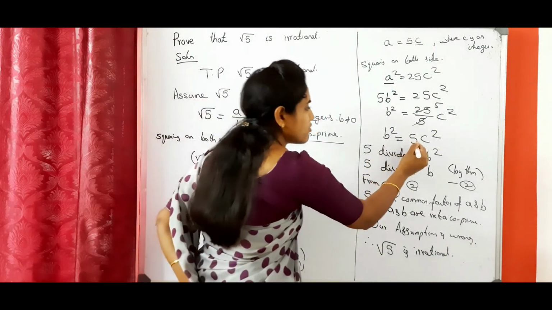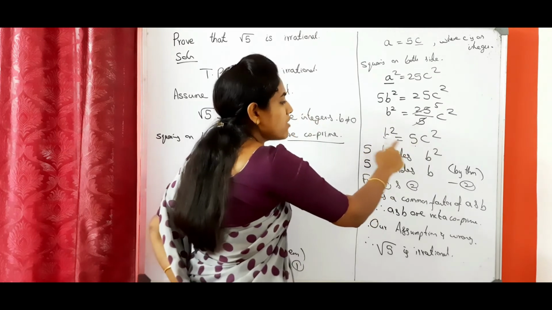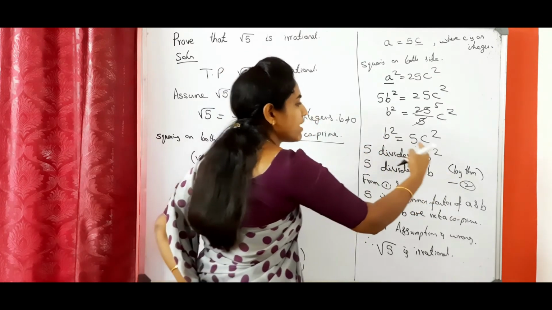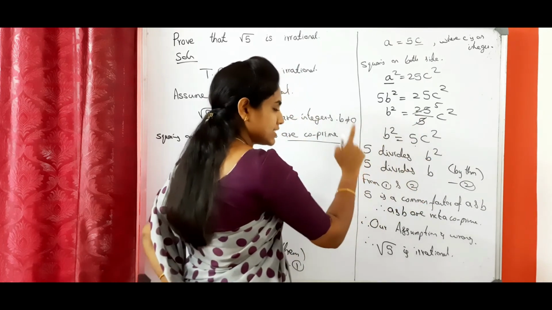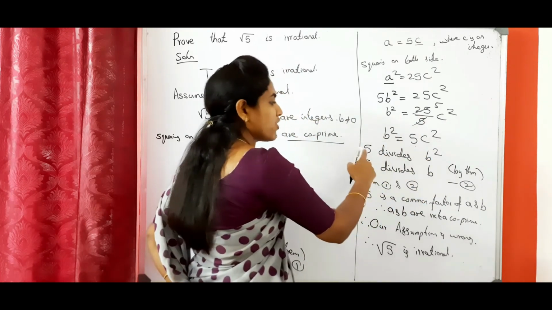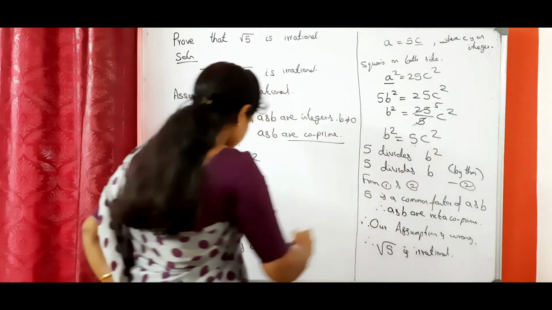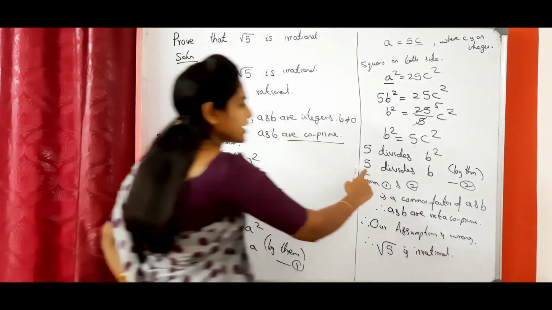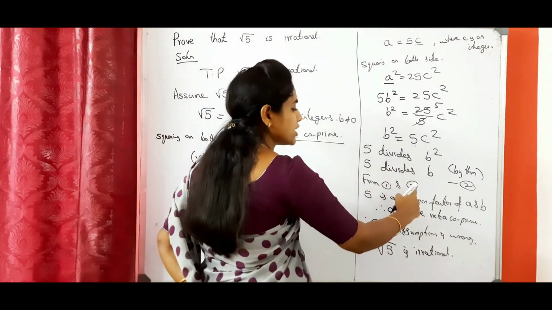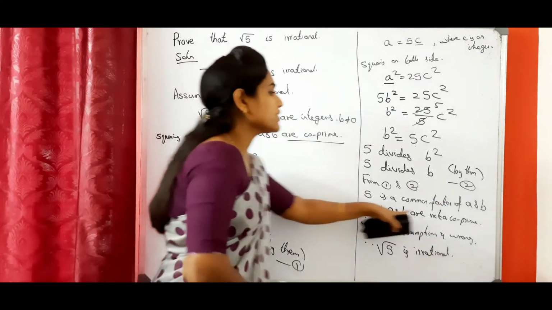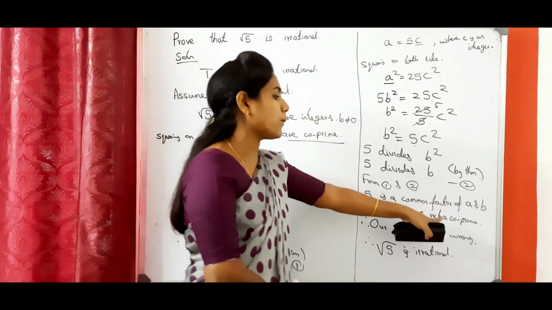That means 5 divides B square. 5 divides B square means, using the theorem that if a prime number divides A square then that number divides A also, 5 divides B also. So 5 divides A and 5 divides B. So from equation 1 and 2, 5 is a common factor of A and B. A and B are not co-prime.